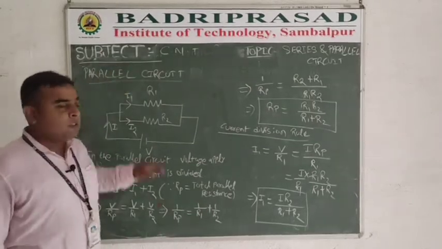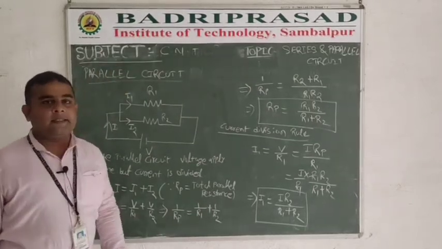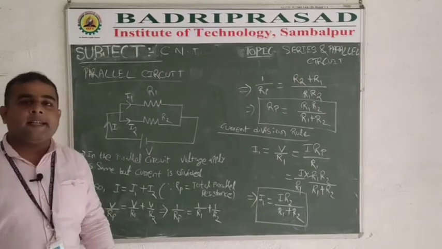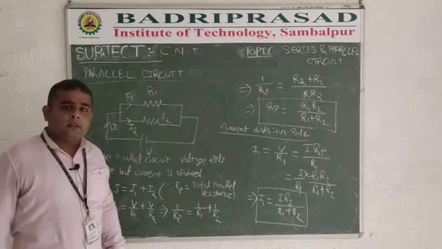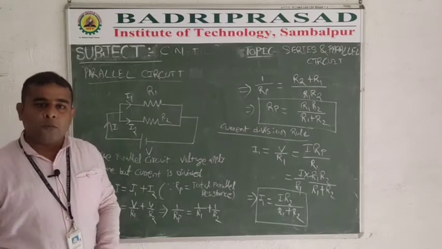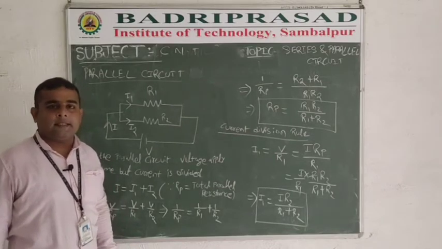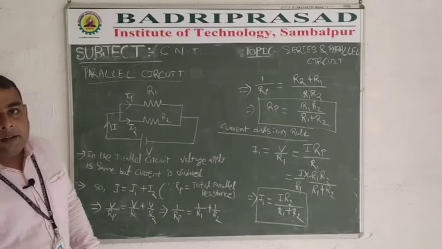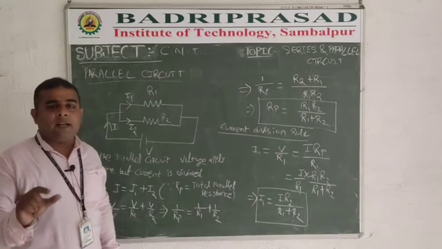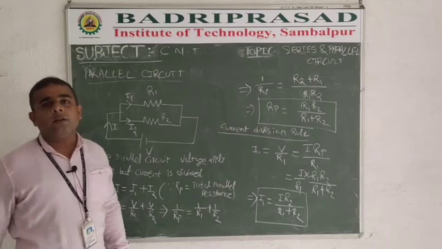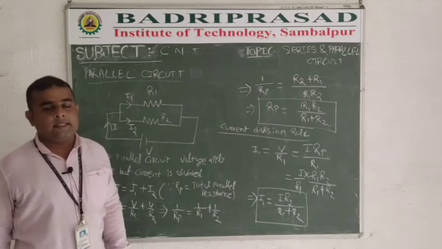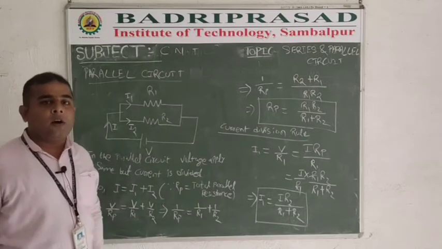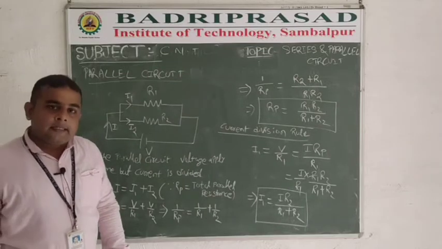Today I will discuss the parallel circuit, and my topic is circuit network theory. In the previous class, we learned about Ohm's law and the series circuit. In the series circuit, what happened? The applied voltage is divided among the resistances. The series circuit is a connection of back-to-back resistances.